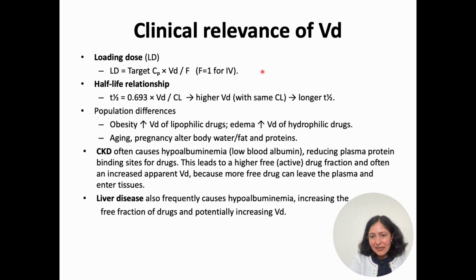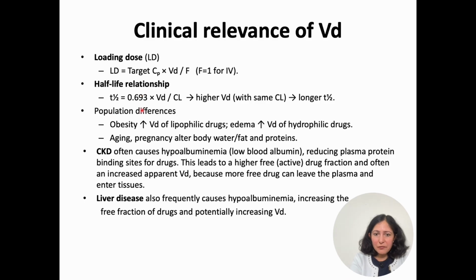Let's understand the clinical relevance of volume of distribution. Here are some formulas and it's good to go over them. Loading dose is the target plasma concentration times volume of distribution divided by bioavailability. Bioavailability for intravenous is 1.